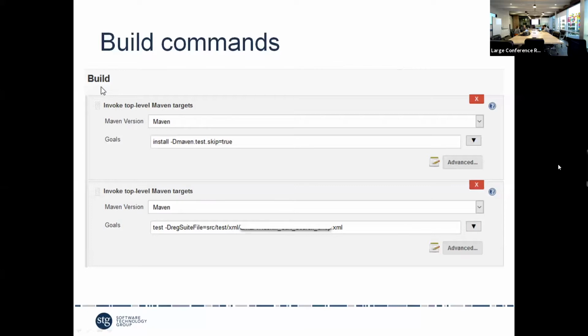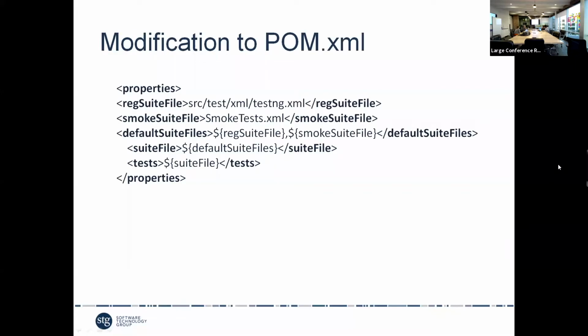Well, here I want to do a skip tests true. And then for the next one, I'm going to do a Maven test, and I create this custom configuration called dsuitefile, and I pass it the XML file that I want to execute. So the XML file is the suite that I want to focus on. So I can have 30, 50, 100 different suite files that say this suite includes all these tests with this set of data. So now I can target which set of tests I want to run. This is all you need to add to your POM file.